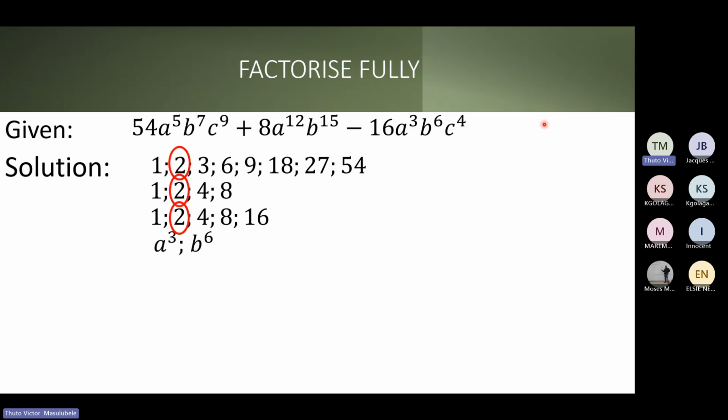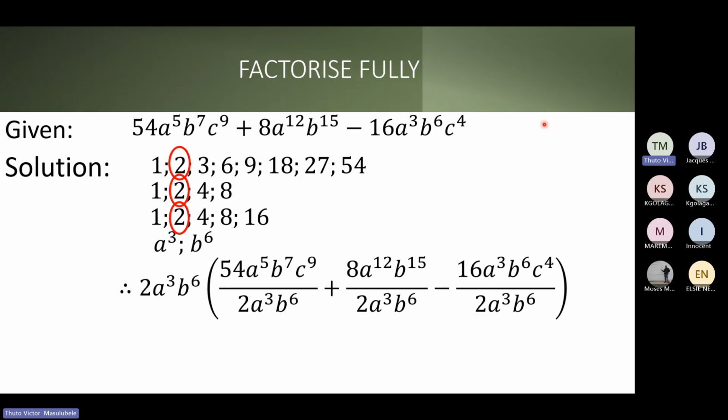Now the highest common factor, then, grade 9 learners, will be 2a cubed b to the sixth power. And what do we do to find the expression that remains? You divide each term by the highest common factor. By simplifying that further, we'll be left with 2a cubed b to the sixth power into 27a squared b c to the ninth power plus 4a to the ninth power b to the ninth power minus 8c to the fourth power.